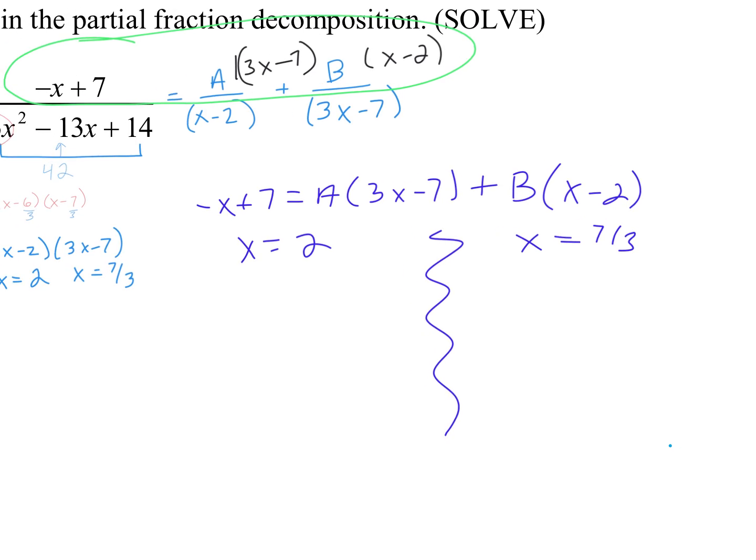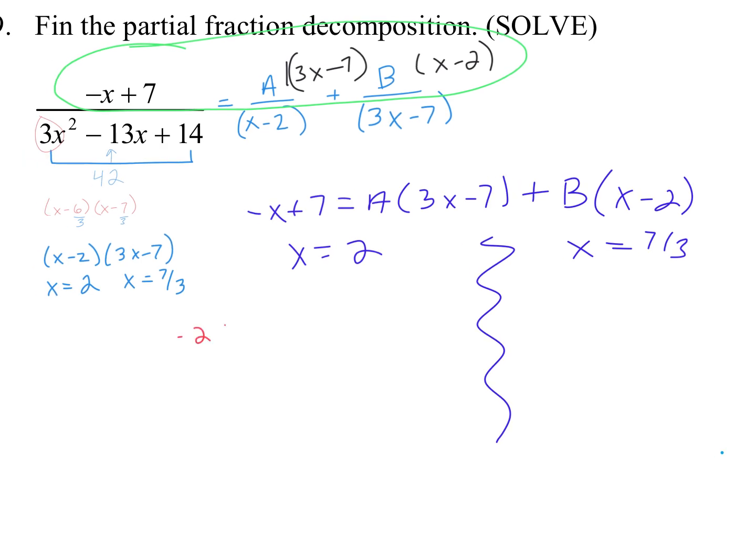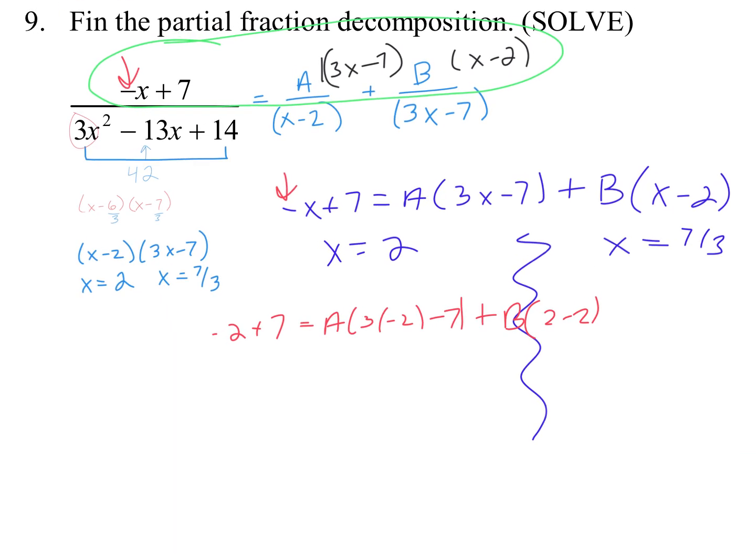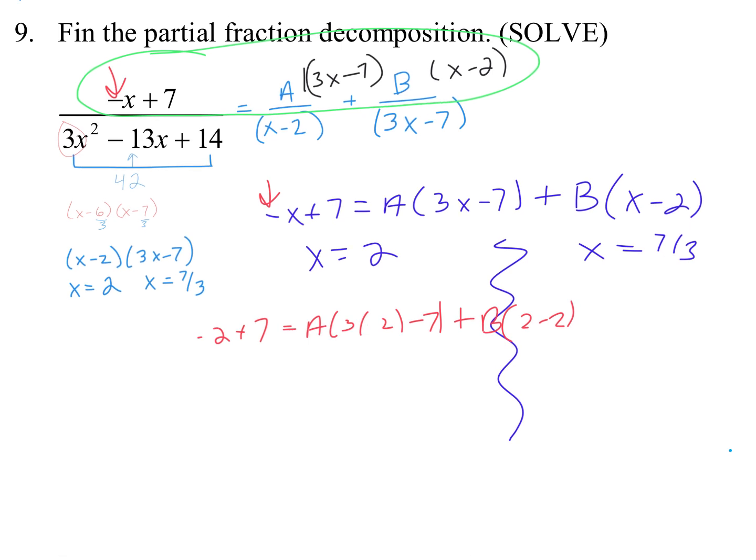So I'm going to plug in negative 2 plus 7. Negative 2 plus 7 equals A times 3 times negative 2 minus 7 plus B times 2 minus 2. What's going to happen there? Well, isn't there a negative right there in the problem, no? No, like the 3 times. Oh, my bad. Thanks. Right there. What happens with my B? What's 2 minus 2? 0. So this is going to cancel.